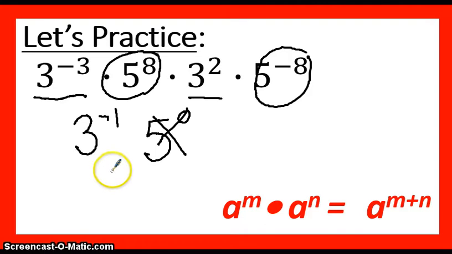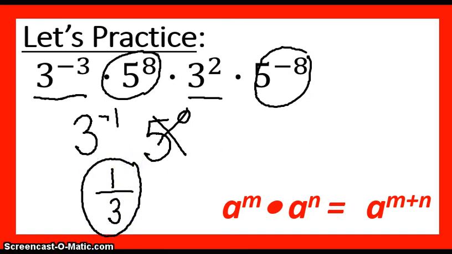That has a negative exponent, so we're going to have to move it to the denominator to get 1 over 3 to the first, or just 3. So this expression is equal to 1 over 3, or 1/3.